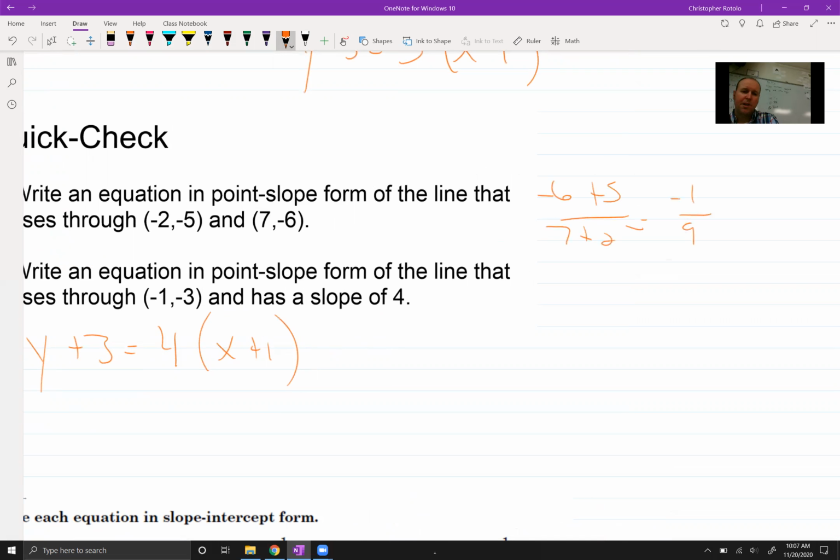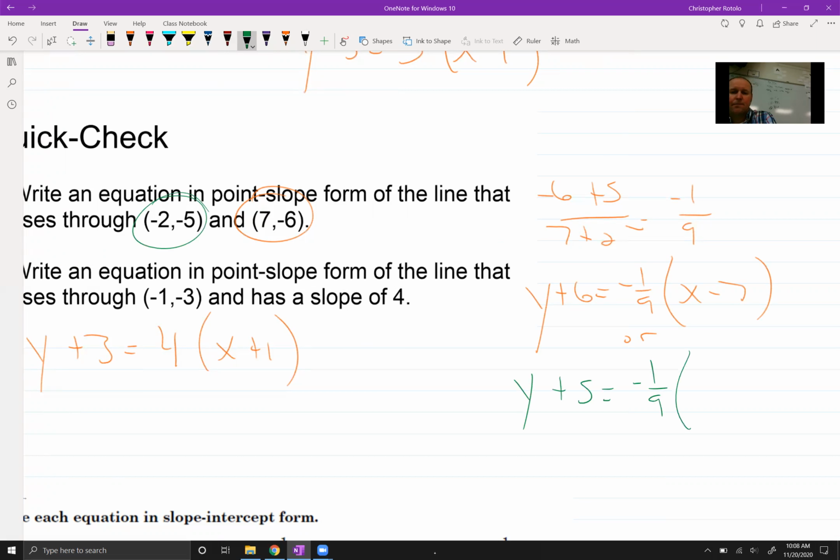So this one looks a little bit tougher, right? And then you have a couple choices here. So I can go y plus 6 equals negative 1/9 times x minus 7, or if I chose to use the other ordered pair, and they're both negative, so I know it's going to be both positive. Okay, so either one will do. So hopefully those worked out. Otherwise, go back and review what's happening with those.